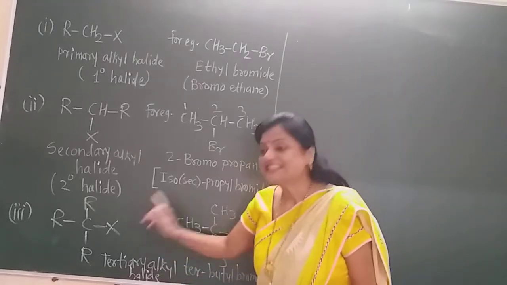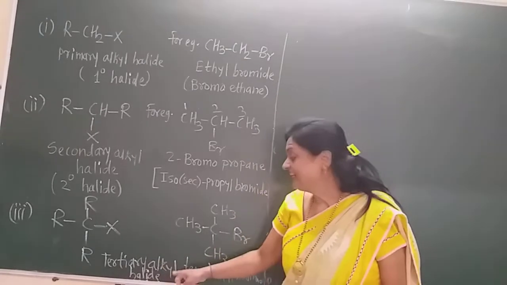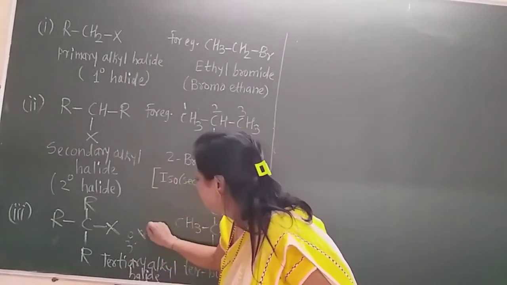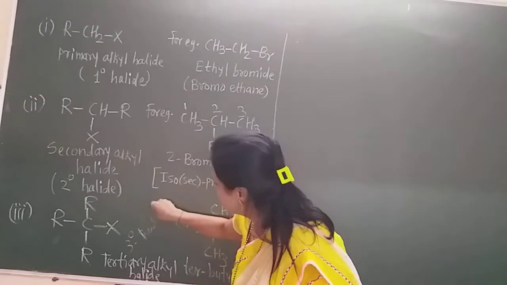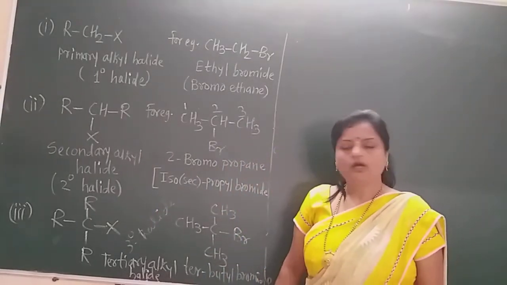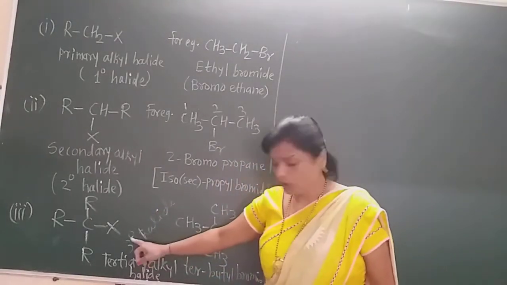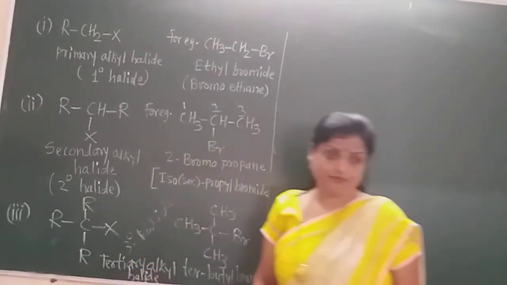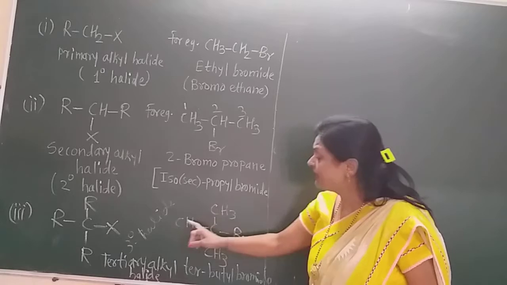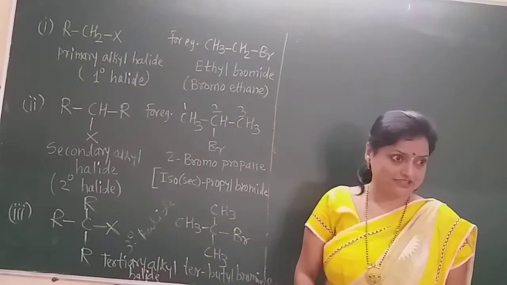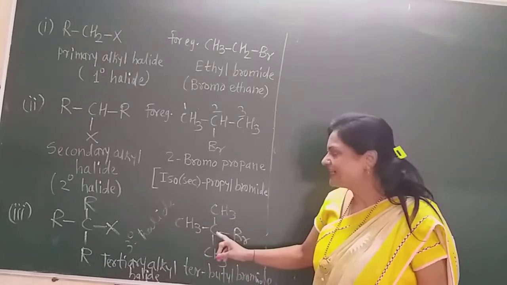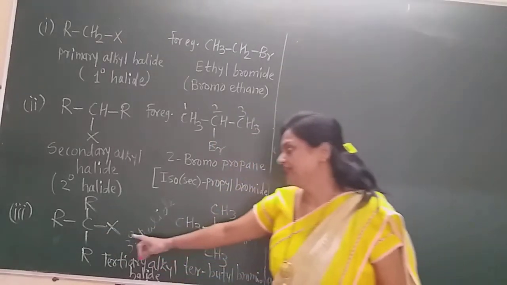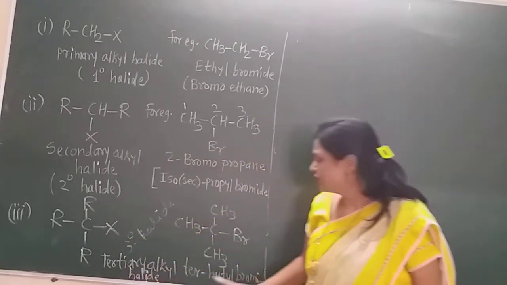Now next one is the tertiary alkyl halide. It is also denoted as 3° halide. Now here 3 different R groups are there. Suppose the 3 R groups are methyl groups. And this carbon does not have any hydrogen, and to it the halogen is attached. Suppose that halogen is Br.